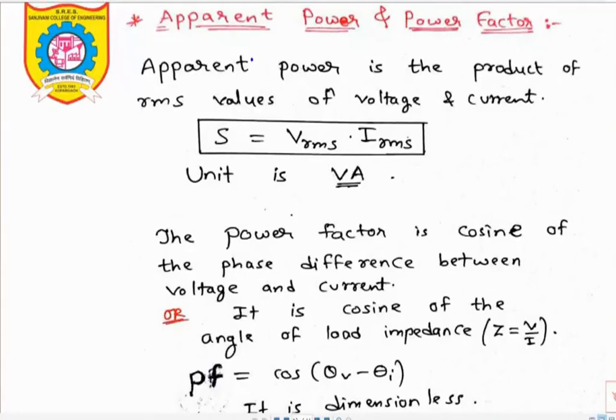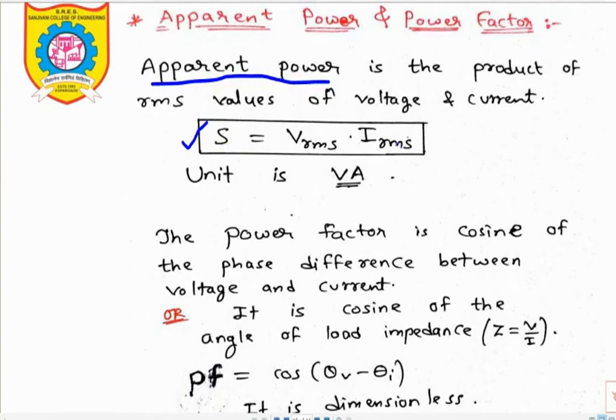Welcome all. So next point is apparent power and power factor. So this is one more way of representing power, which is nothing but apparent power. Definition is very simple. Before that, first look at the formula. Apparent power is denoted by S equal to Vrms into Irms.